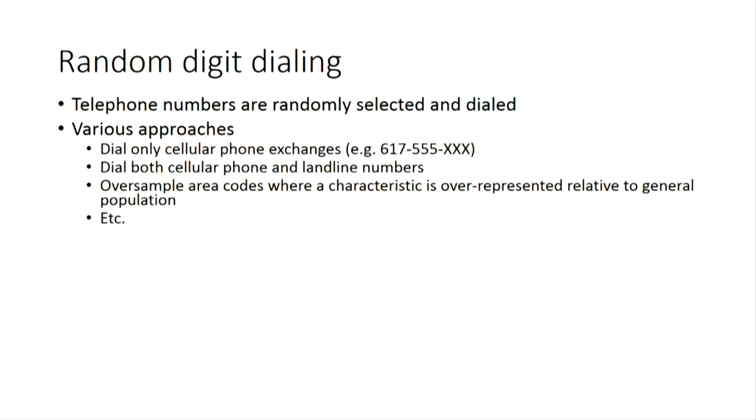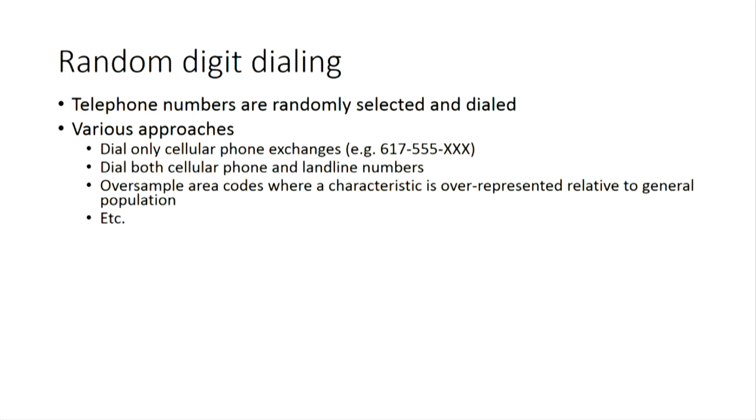Increasingly, RDD surveys are becoming only of cell phones. And in the United States, you can actually identify at a reasonably accurate level which telephone numbers belong to a cell phone by the second 3 digits, called the telephone number exchange. Or you can call both cell phones and landlines, depending on which population you're interested in. You might have more success by combining them.